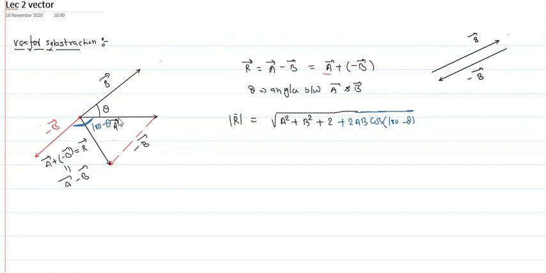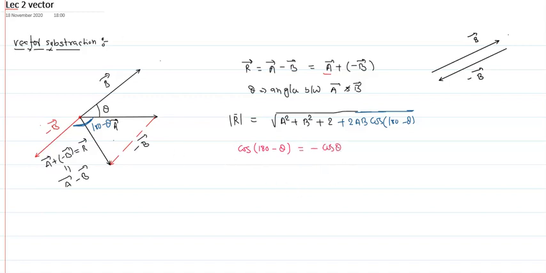Okay, because I want to add this minus B vector into A vector, we have to see the angle between these two vectors. The angle between these two vectors is 180 degree minus theta. Now, what is cos of 180 degree minus theta? You just have to remember this, I will teach you in trigonometry. That is equal to minus cos theta.